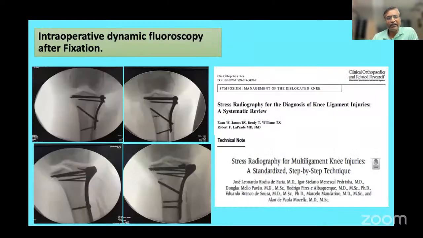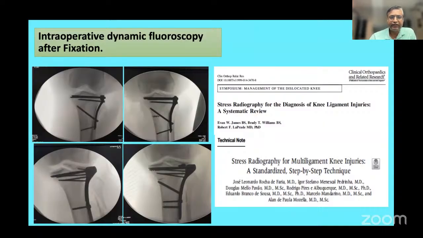So this is why I stress the EUA. If you see, you have nicely fixed the lateral condyle, but when you give valgus stress, you can identify that there is significant opening because of the MCL injury. So now we keep an anchor handy. You just put in an anchor and repair the MCL.